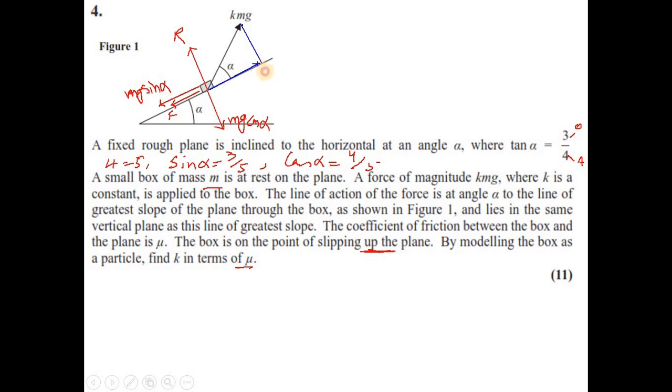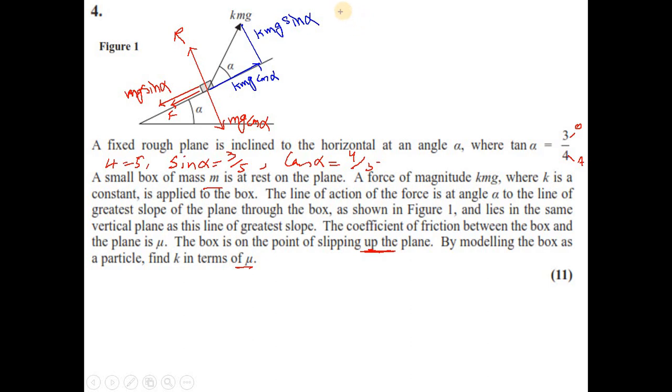So you say that this is kmg cos alpha, because it is the adjacent component, and this is kmg sin alpha. Now you write the system of equations.